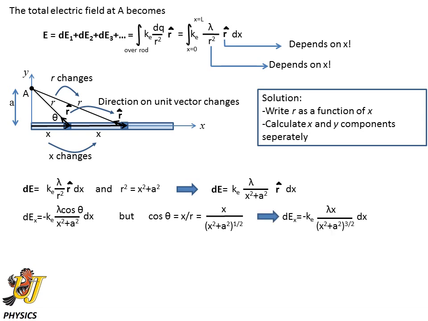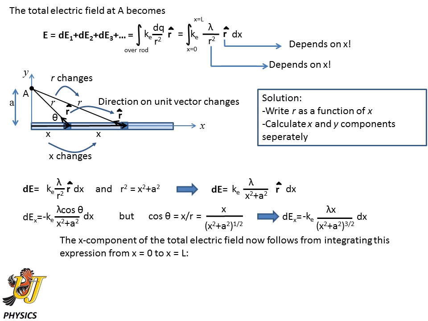So by substituting all of this into our expression for the electric field, we end up with an expression for the x component of the electric field produced by a tiny little element of width dx somewhere on the rod. In order to calculate the total x component of the electric field, we now have to integrate this expression from x equals 0 to x equals L. So we need to evaluate the definite integral shown at the bottom of the screen.